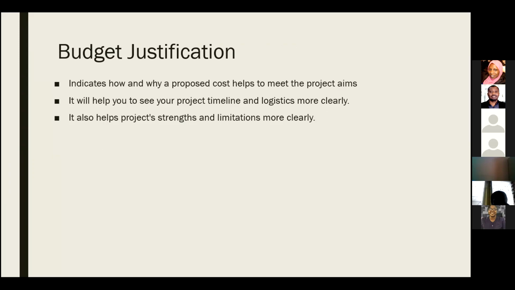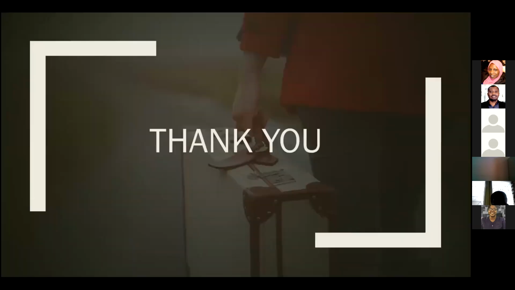It indicates how and why a proposed cost helps to meet the project aim. For example, if someone wants to buy A4 size paper for the project, you have to justify how the A4 paper will help you meet your aim. It will help one to see your project timeline and logistics more clearly. It also helps show the project strengths and limitations more clearly. Thank you. That's all we have drawn from the nuggets.